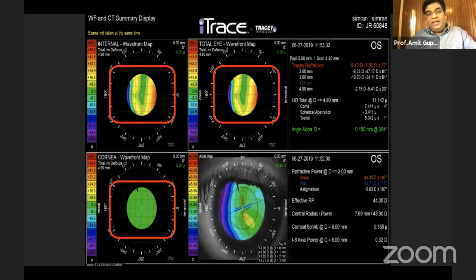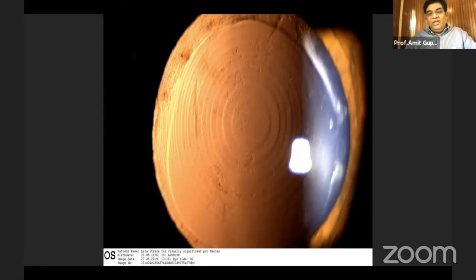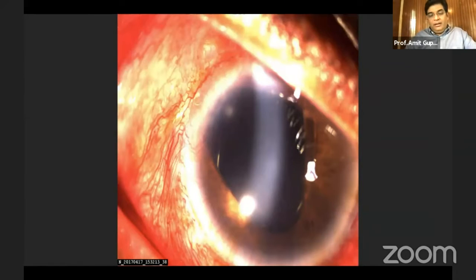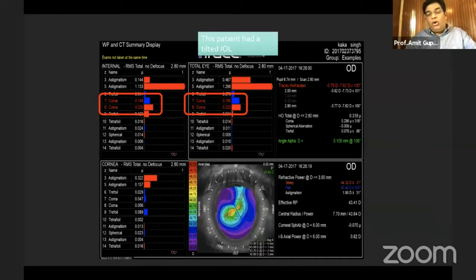And this is the wavefront map. Again, just a glance at the multicolors of this wavefront map shows us that this patient possibly has a lot of aberrations. So many times we've wondered whether to YAG a PCO, is this patient going to improve significantly? So for these kinds of PCOs, this is the eye trace map. It shows us that the patient is having some visual disturbance due to the posterior capsular opacification, and it should be YAG.